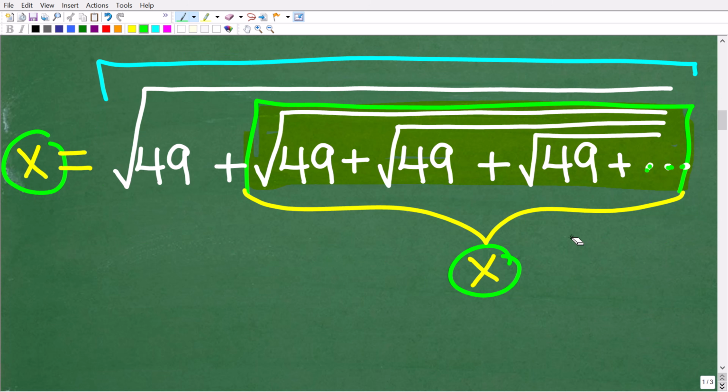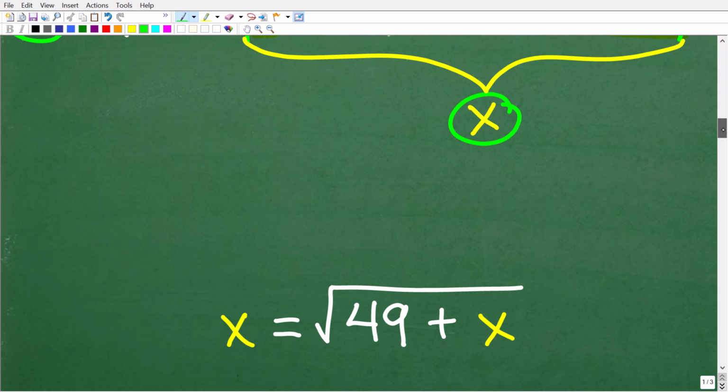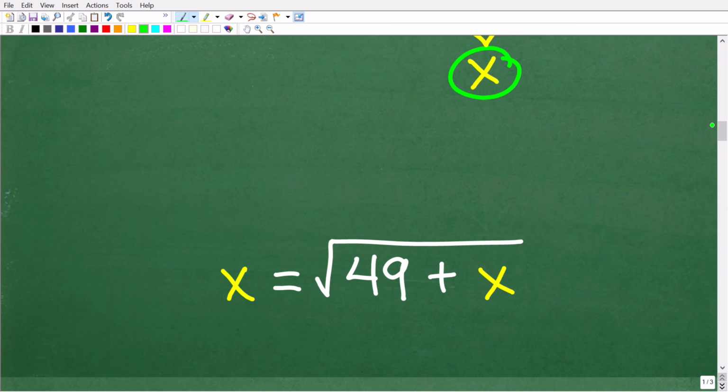There is no difference, because this dot, dot, dot indicates this goes out to infinity. So what we can do, and let me erase some of this stuff right here, is replace all of this with x as well. And when we do that, we end up with this equation right here: x is equal to the square root of 49 plus x. So if we can solve this equation for x, we will figure out the answer. So let's take a look at those steps right now.